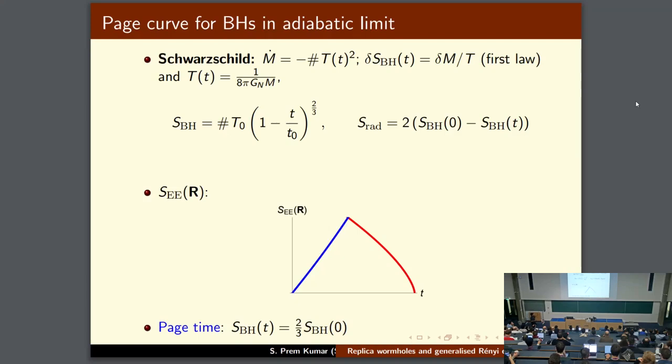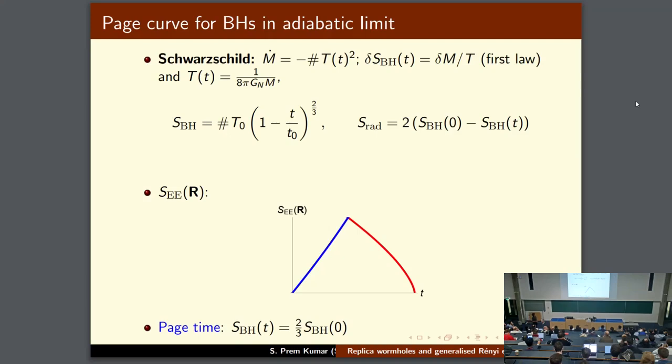There is an assumption here: if you look at the radiation emitted by the Schwarzschild black hole, you do a spherical harmonic expansion, and if you retain the lowest harmonic, the S waves, then this is the kind of equation you get: m dot equals minus some number times temperature squared at any given point in time. And then the first law of thermodynamics, dS_BH/dt equals dM/dt over the temperature, and then the relationship between the black hole temperature and the mass. Put these all together and you can solve for the black hole entropy evolution as a function of time.